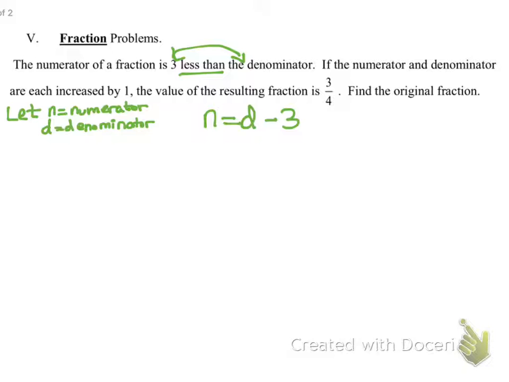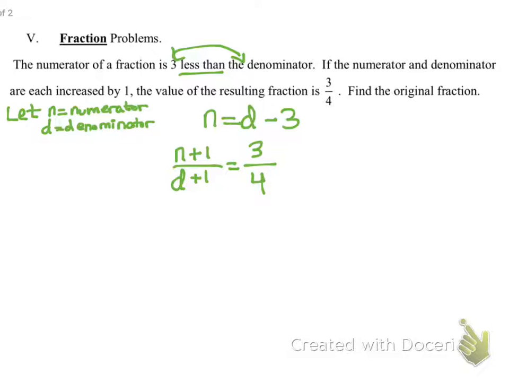So let's think about a fraction. I have my original numerator, I have my original denominator. If both of these are increased by 1, then the resulting fraction is 3/4. Okay? Now, does that mean my numerator is 2 and my denominator is 3? No, not necessarily. 3/4 can be an equivalent fraction, so it can be something unsimplified.